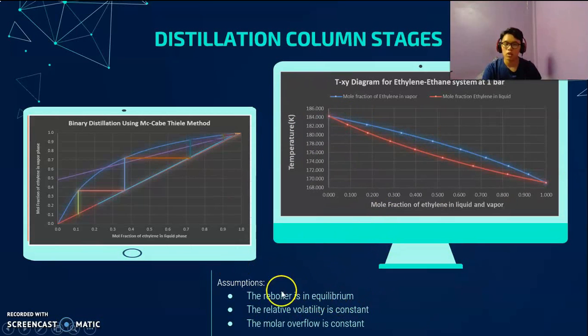For the assumptions we made, we have three here. The boiler is in equilibrium. The relative volatility is constant. The molar overflow is constant. By doing the McCabe-Thiele method, we can calculate the stages of our distillation in this diagram. Since our distillation is binary, this is our stages, and we got about 5.4 stages. This is for binary distillation. For a mixture, it will be a different type of calculation.